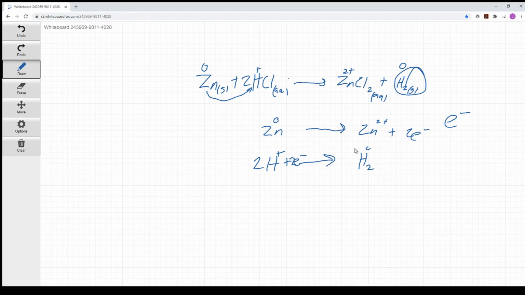The last thing to keep in mind in this reaction is the oxidation and reduction portion. So just in case you guys haven't learned it, one of the ways you can remember what's oxidation and what's reduction is just by remembering this little phrase, LEO.